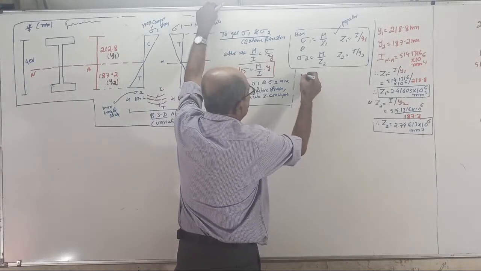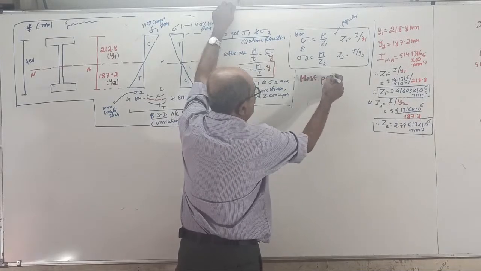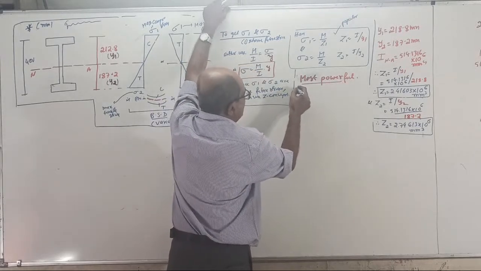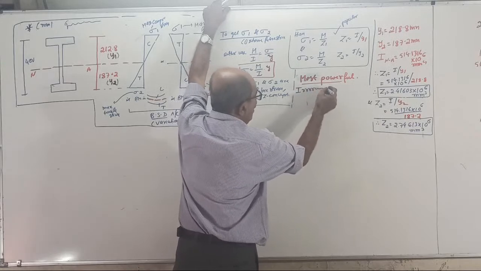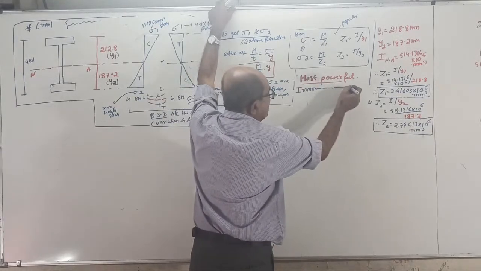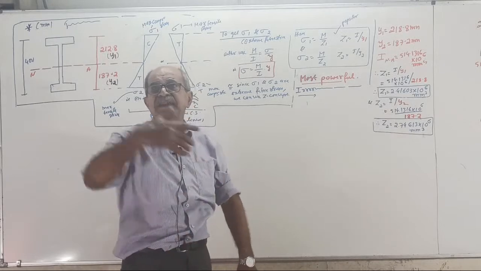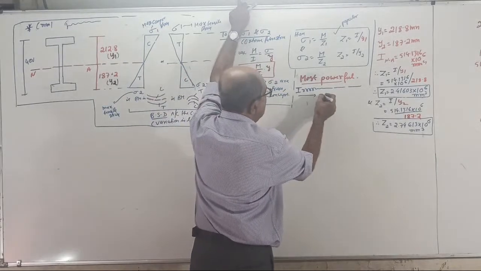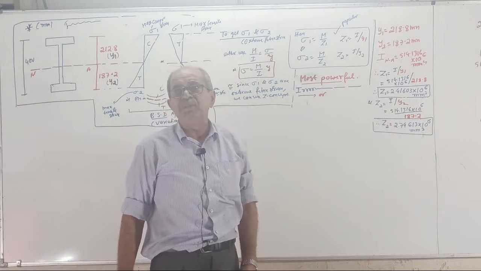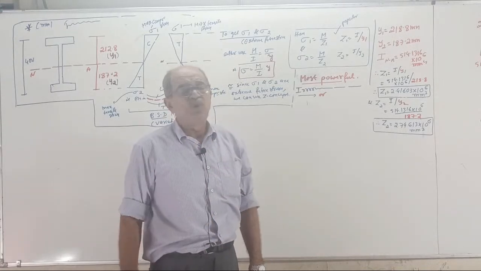The most powerful, I'll put red color for that one. Most powerful. Once again, write. Irrespective of whether you are finding the stress developed due to bending moment, or how much bending moment the section can resist, the maximum limit, that is called moment of resistance. Before eating you should check how much you can eat. So you should be careful.